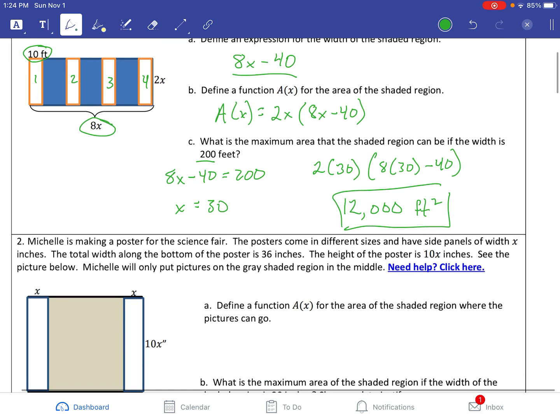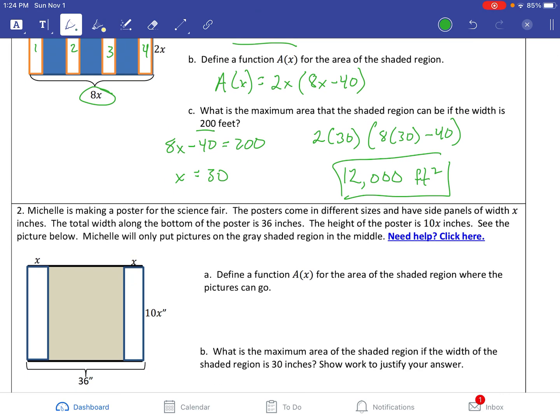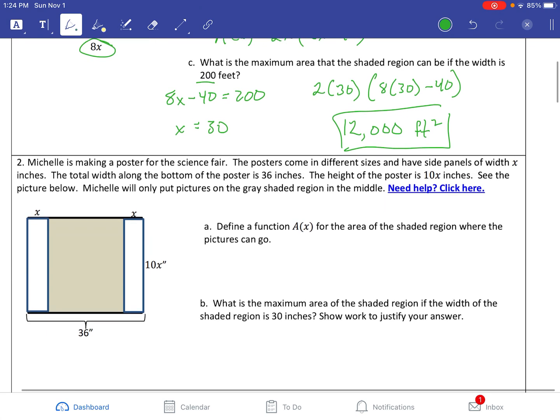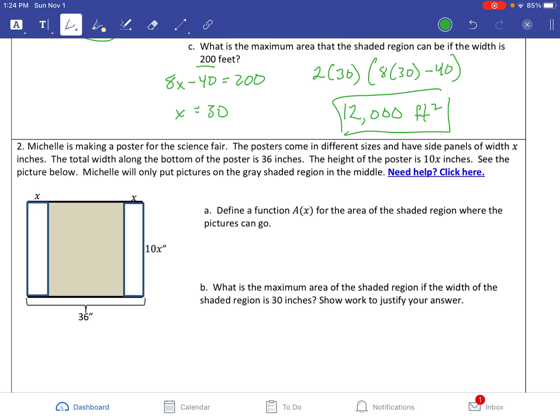All right, next one. Michelle is making a poster for the science fair. The posters come in different sizes and have side panels of width x inches. The total width along the bottom of the poster is 36 inches. The height of the poster is 10x inches. See the picture below. Okay. So define a function a of x for the area of the shaded region where the pictures can go.